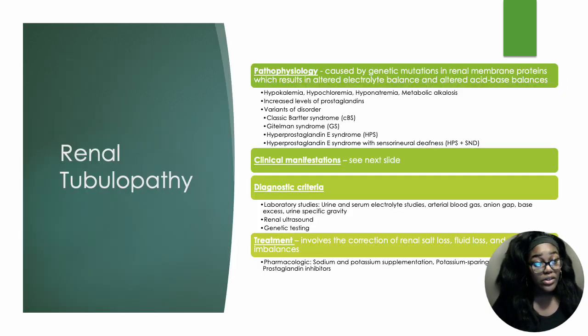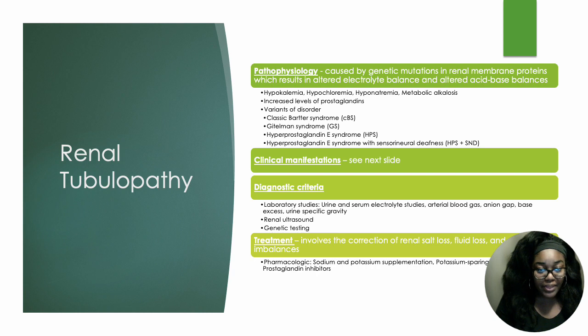So we'll talk about renal tubulopathy, and it is caused by genetic mutations in the renal membrane proteins, and ultimately it results in multiple electrolyte imbalances and also altered acid-base imbalances. So those imbalances are hypokalemia, hypochloremia, hyponatremia, and metabolic alkalosis. And you'll also see an increased level of prostaglandins in this disorder.